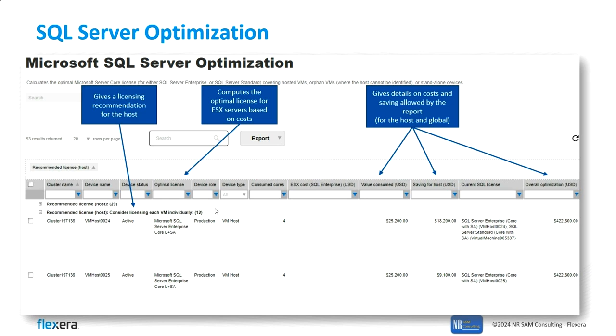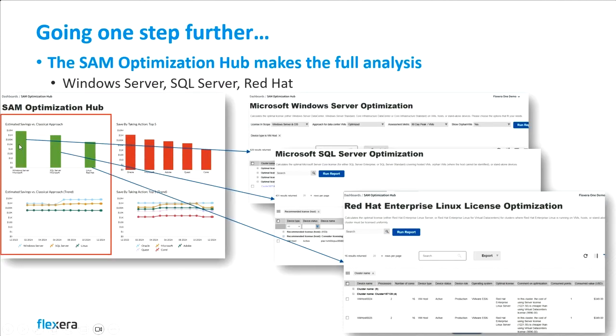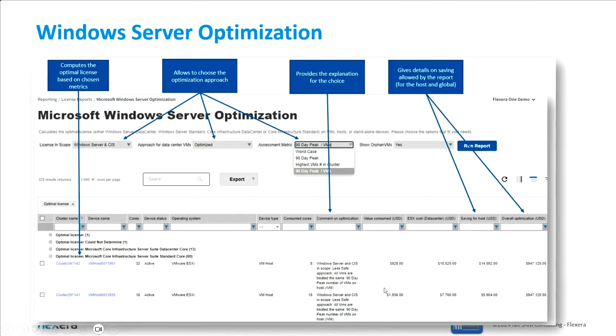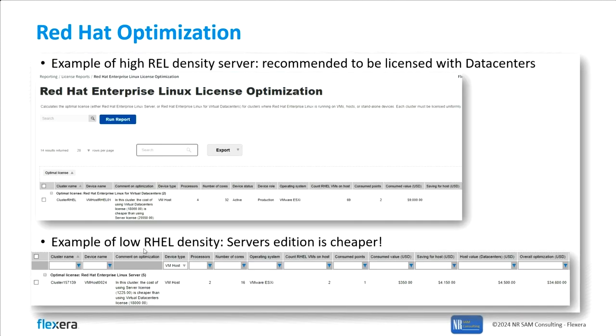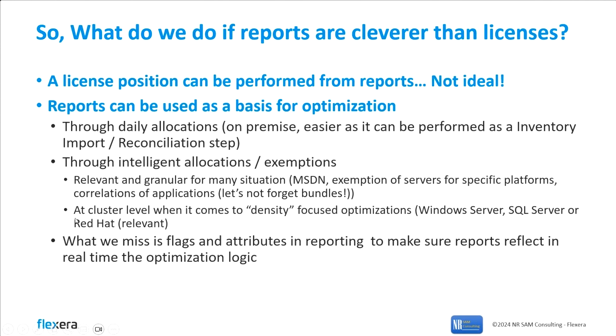And in the end, what you see in the hub is the difference between covering everything in clusters with data center edition or SQL Enterprise versus the mix that the report is giving you. So once you know the mix and what is the split between which hosts and clusters would better be covered with data center edition and others with standard edition, there are multiple ways you can reflect these recommendations from the reports in the real calculations of the licenses.